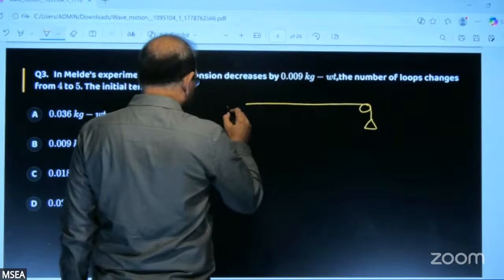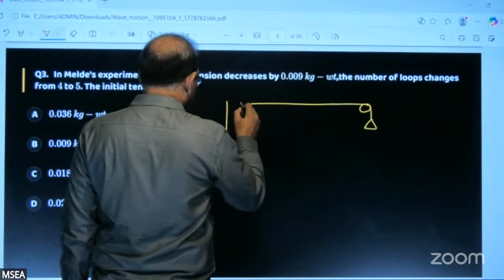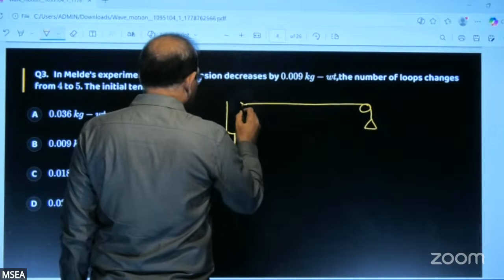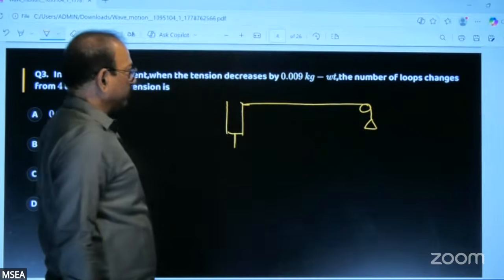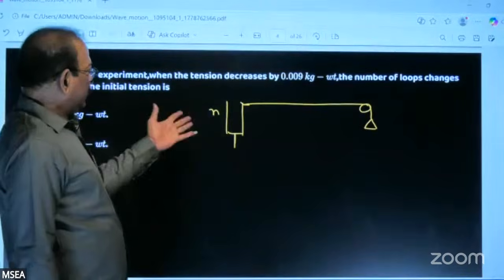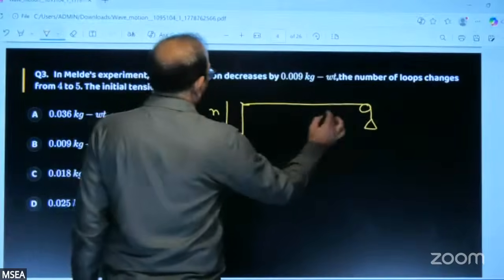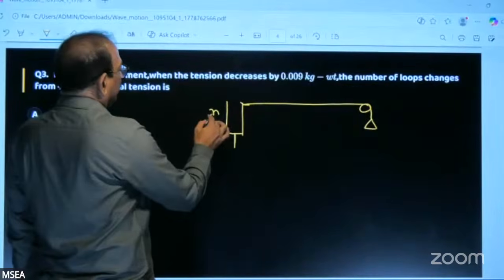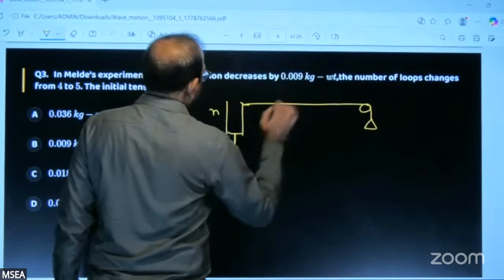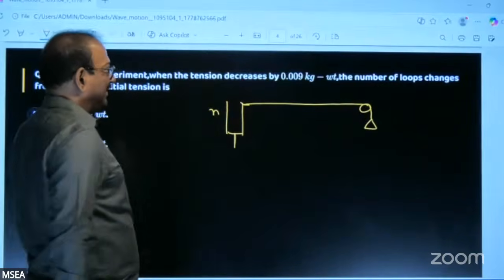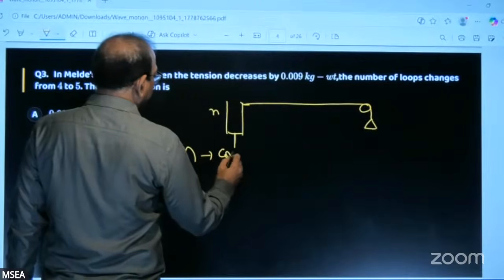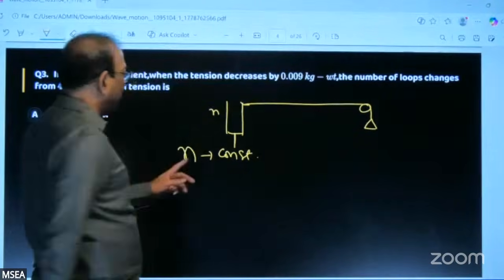We put weights here. One edge of this stretched string is attached to a vibrating tuning fork of some frequency n. This is Melde's experiment. This wire is made to vibrate with a frequency n. Now you are changing the tension, but the frequency is the same. In Melde's experiment, the frequency of the stretched string is maintained constant.